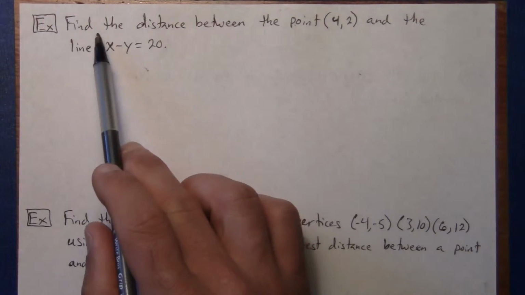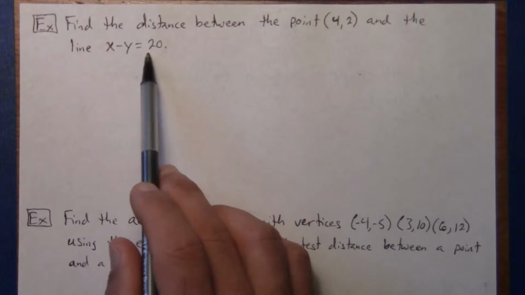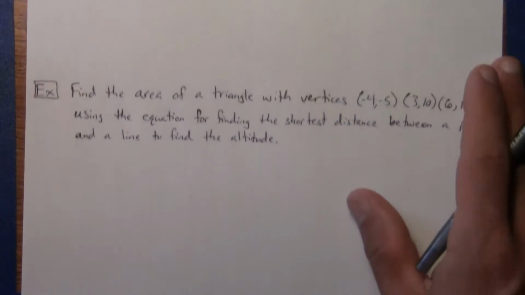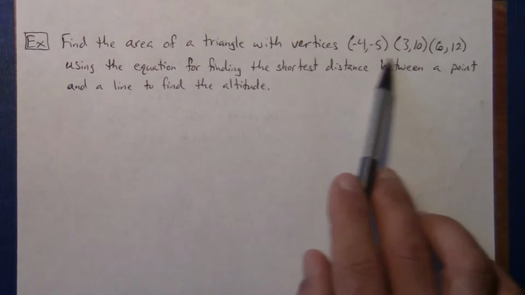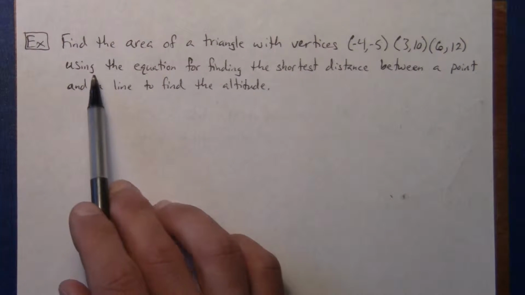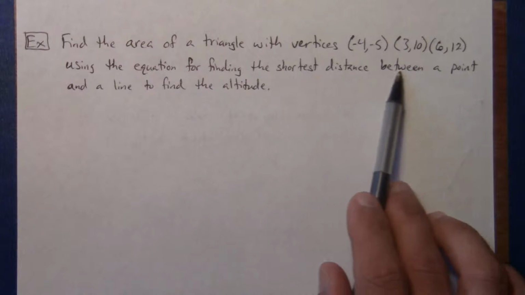Third problem is going to ask you to find the distance between a given point and a given line, so just using the formula. And then the last one is going to ask you to find the area of a triangle with the vertices, and they give you 3 of them, obviously for a triangle, using the equation to find the shortest distance between a point and a line.